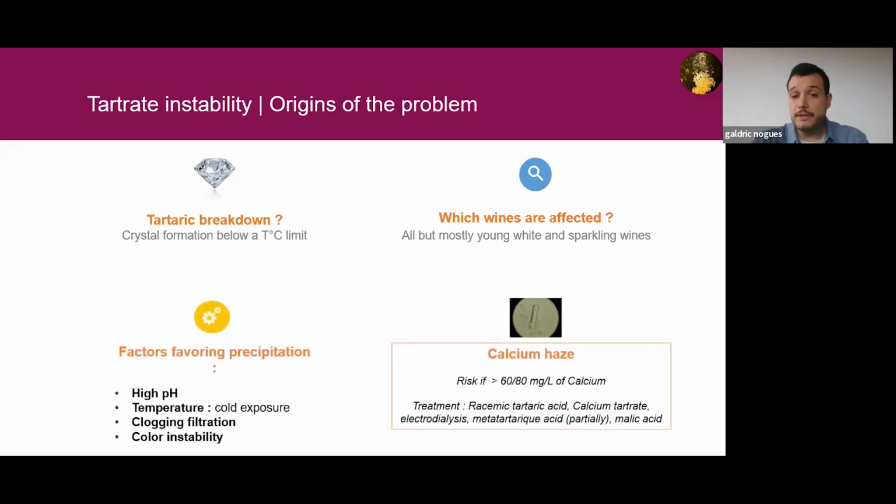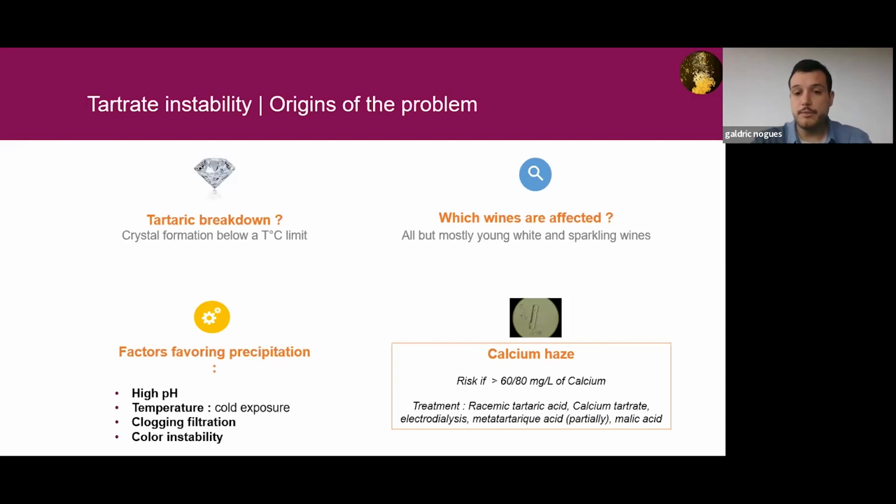There are also factors that favor the precipitation: high pH, temperature with a cold exposure, and particularly clogging filtration, the same way as protein instability. A color instability as well is most of the time connected to a tartrate instability, and they all go together. When you do a microscopic observation of a tartaric instability on reds, you always find color and tartaric at the bottom of the bottle.